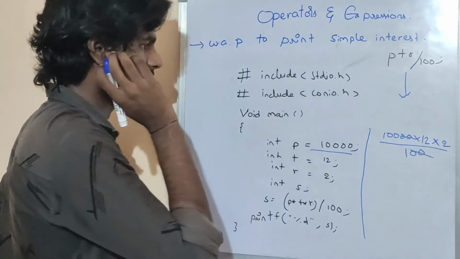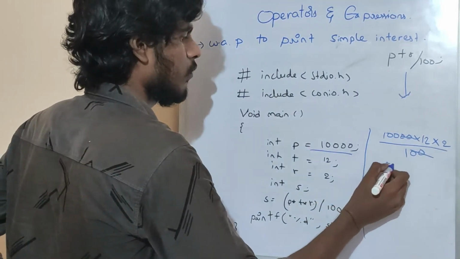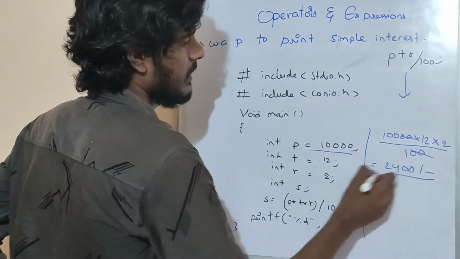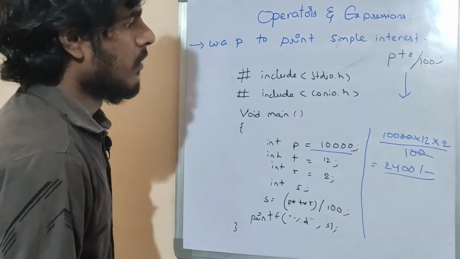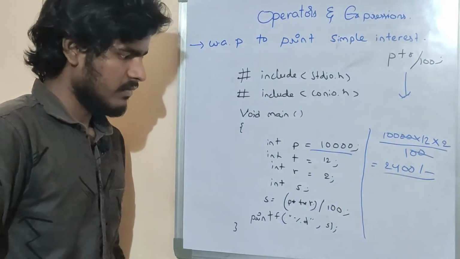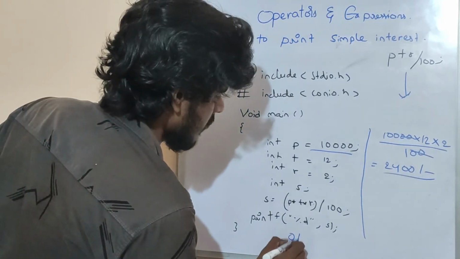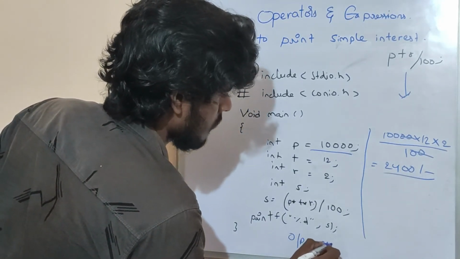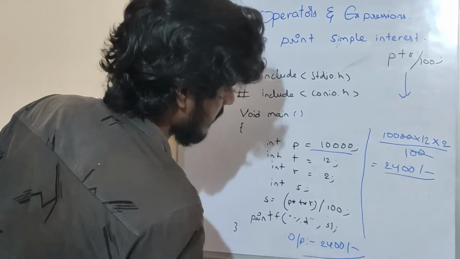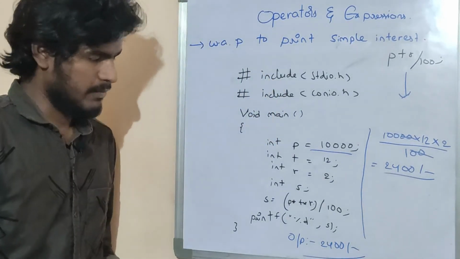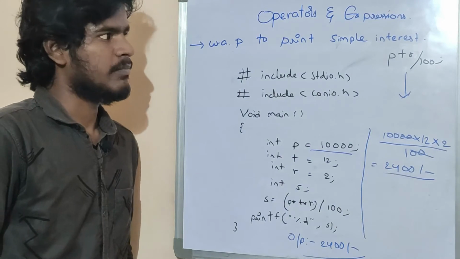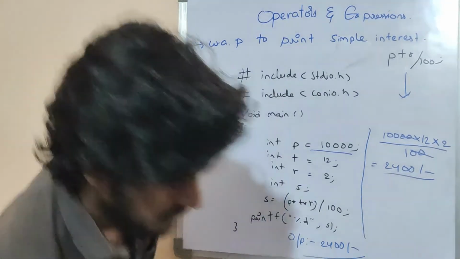Okay friends, what is the count? 2,400 rupees. Okay friends, what is the output? By default we will get output as 2,400 rupees. This is the simple program to find simple interest. Okay friends.